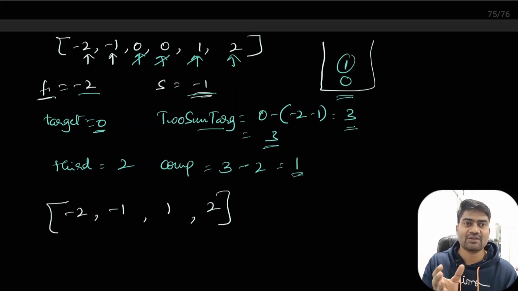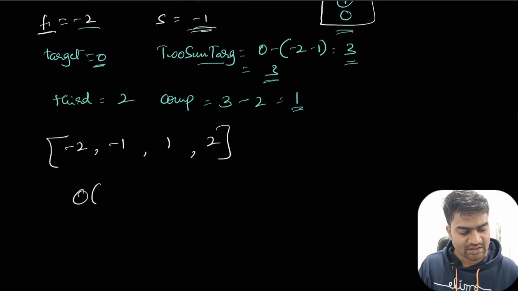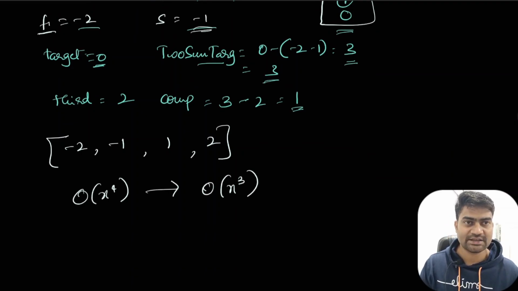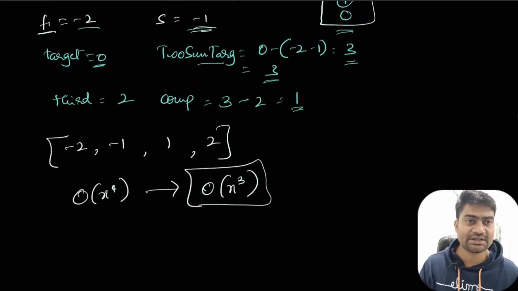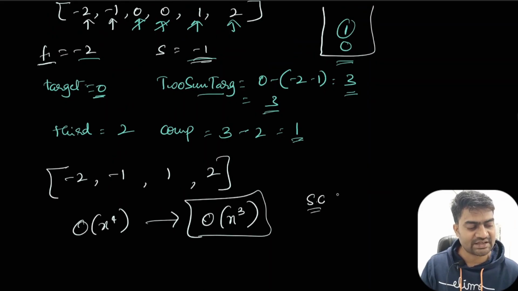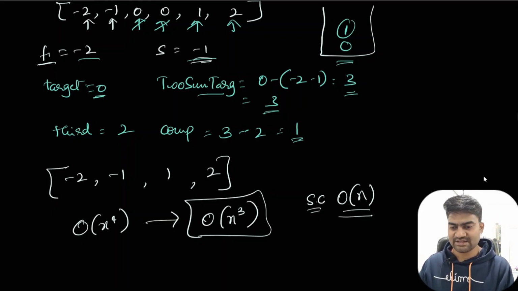So that way we can reduce its time complexity from O of n to the power 4 to O of n to the power 3. So this is our time complexity for this particular problem. And if you see, we use hash set, right? So our space complexity becomes somewhere of order O of n. Okay, let us try to execute this solution and see.